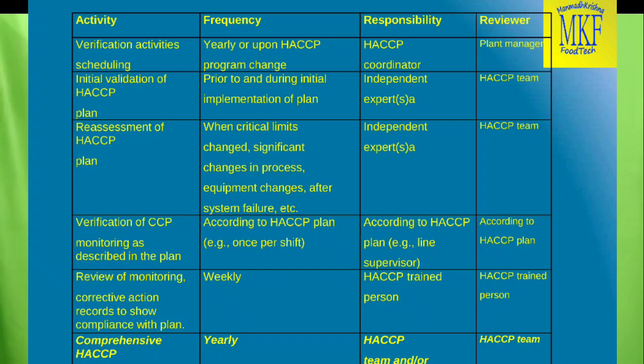Now let us have a look at HACCP system verification in a food facility. You have to establish the verification activities. First you have to list out the verification activities, then establish the frequency and define the responsible person to verify that activity, and the reviewer also.